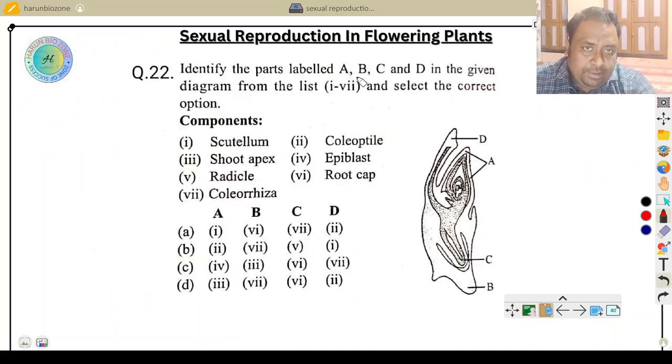Identify the parts labeled A, B, C and D in the given diagram from the list 1 to 7 and select the correct option. The right answer is B. A region is the coleoptile, B region is the coleorhiza, C region is the root cap, and D is the scutellum. Let me explain with a suitable diagram.